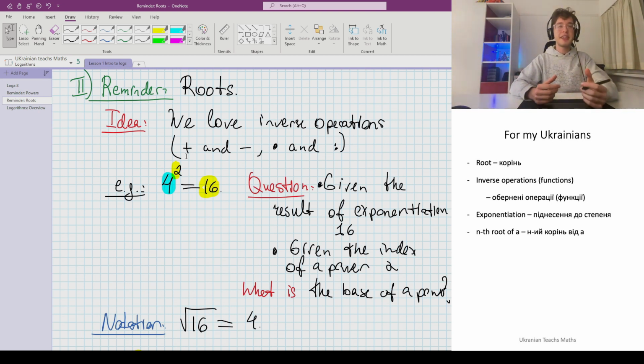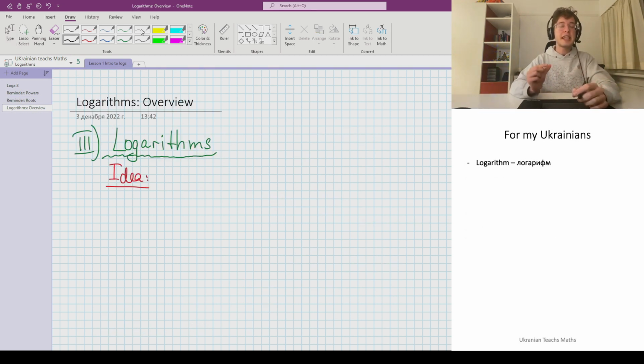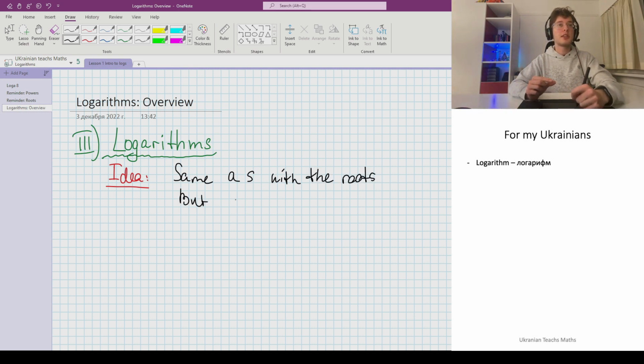And the best thing about all this is that the logarithm is doing exactly the same thing, which I'm going to do on the next page. So now we have the very same idea in mind when we want to ask an inverse question, same as with the roots, but now we are asking for the index of a power.